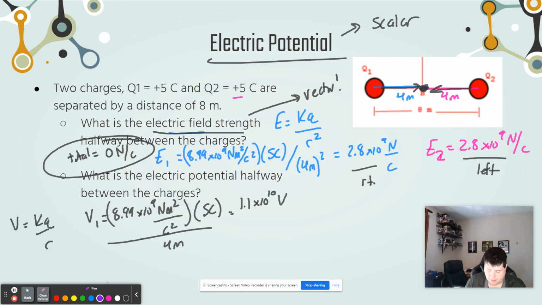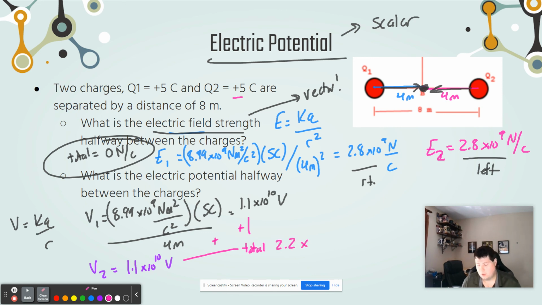Hopefully you believe me that the second one would also be the same amount, because it would be the same calculation. And for this one, because they are scalars, I can just add these up. So the total would be this one plus that one, and my total voltage, or total electric potential, would be 2.2 times 10 to the 10th volts. So hopefully you can see and compare and contrast electric field with electric potential. Scalars are so much easier.